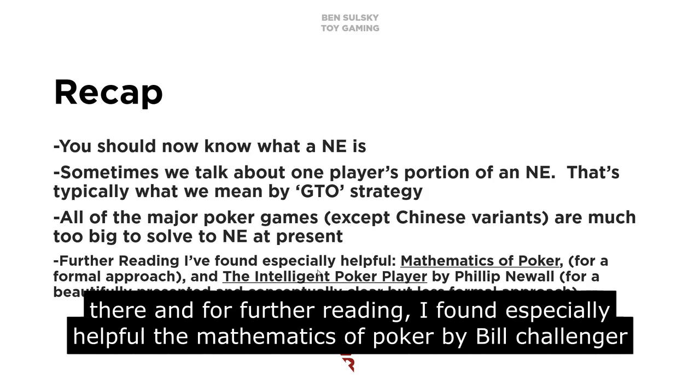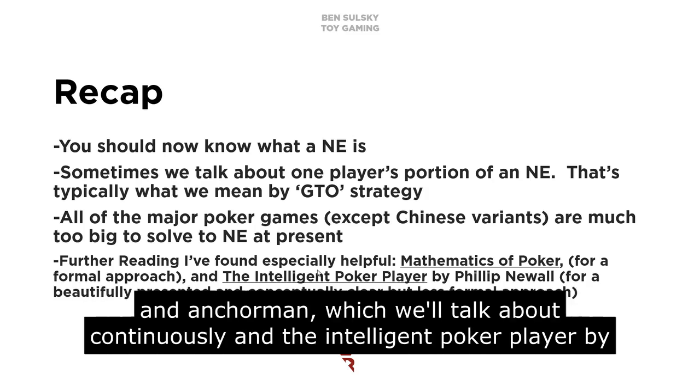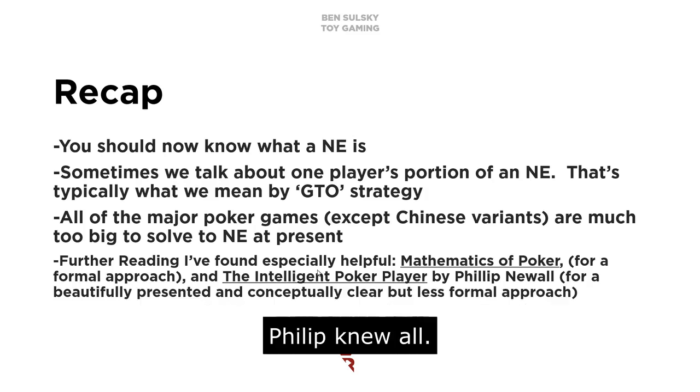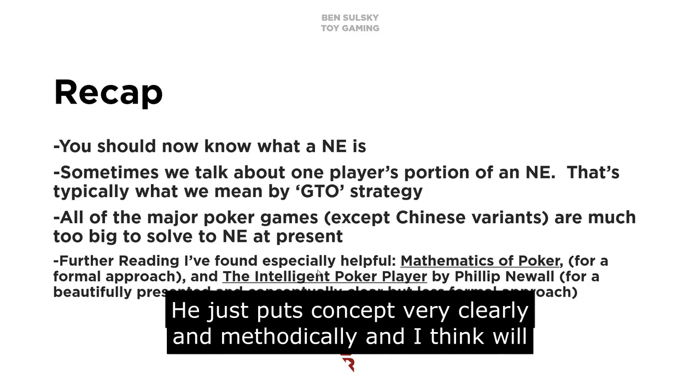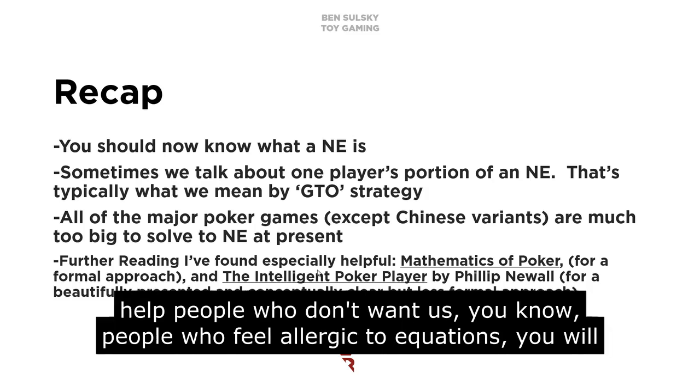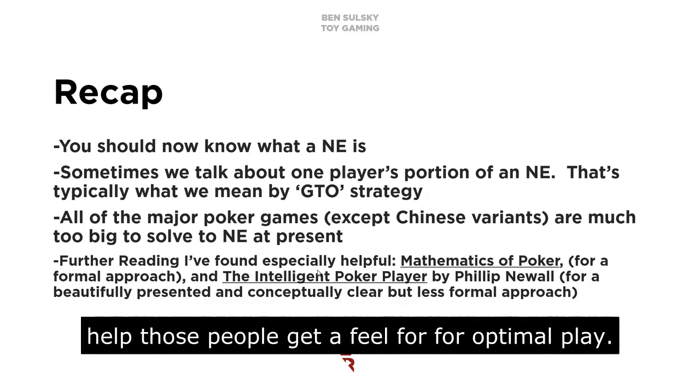And for further reading, I found especially helpful The Mathematics of Poker by Bill Chen and Jared Ankenman, which we'll talk about continuously, and The Intelligent Poker Player by Philip Newall. He just puts concepts very clearly and methodically, and I think will help people who feel allergic to equations. He will help those people get a feel for optimal play.